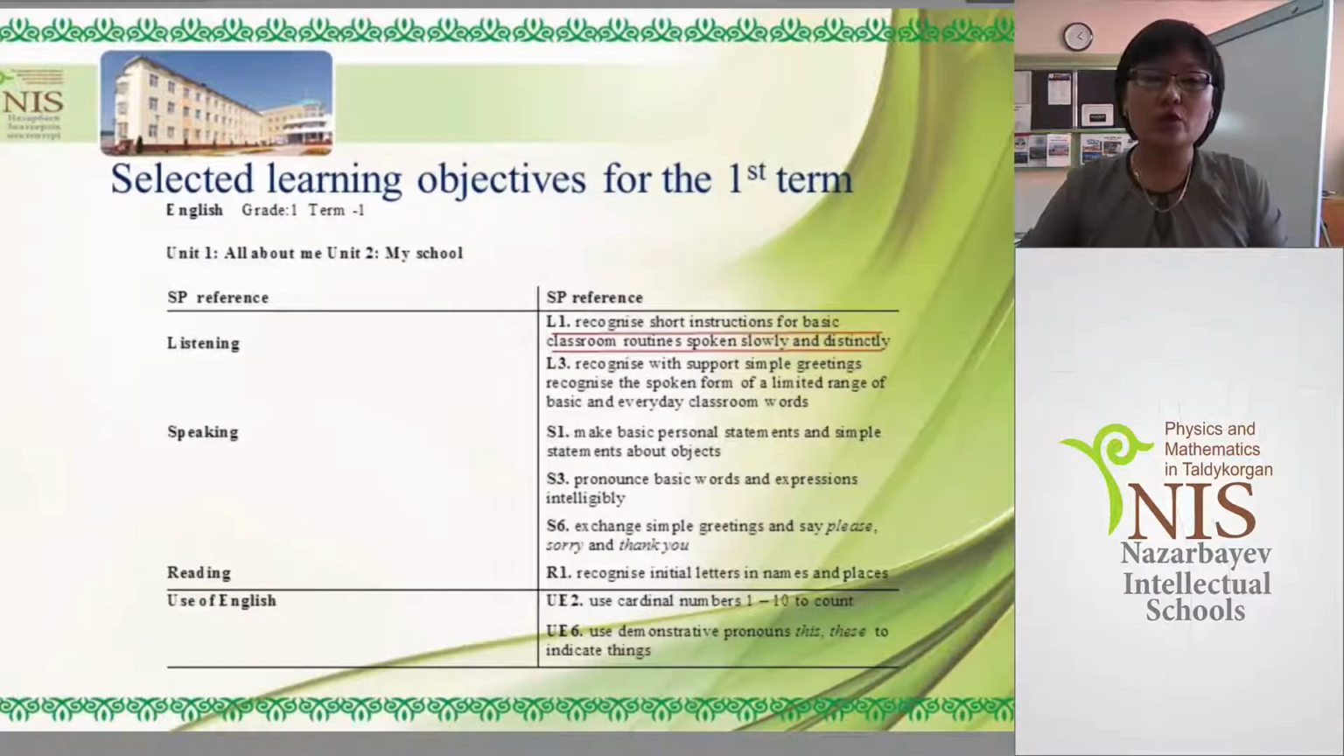Each term we have specially selected learning objectives. For the first term, you see in front of you the following learning objectives: two listening, three speaking, and two use of English learning objectives. Listening objective 1 is underlined in red. It says: recognize short instructions for basic classroom routines spoken slowly and distinctly. I want to draw your attention only to this learning objective because I am going to demonstrate my work according to it.